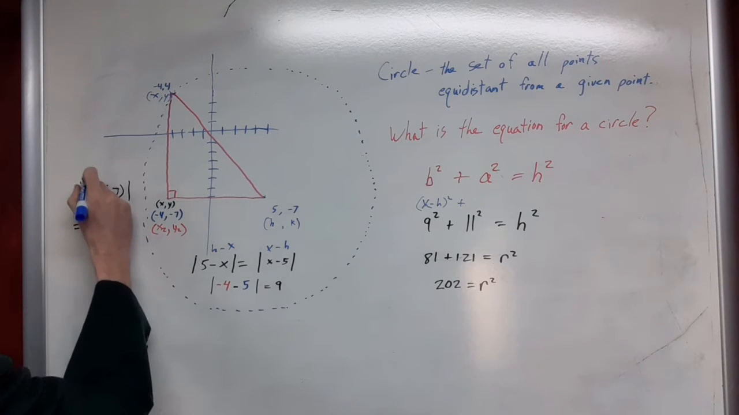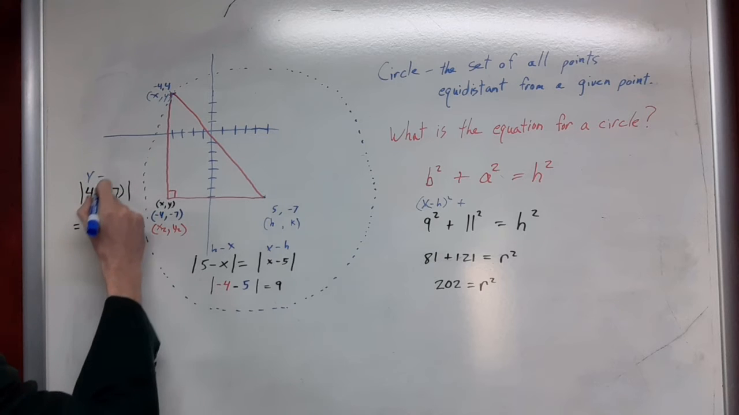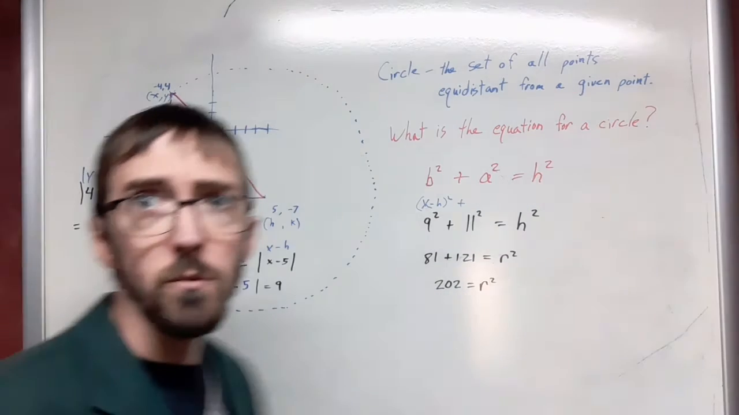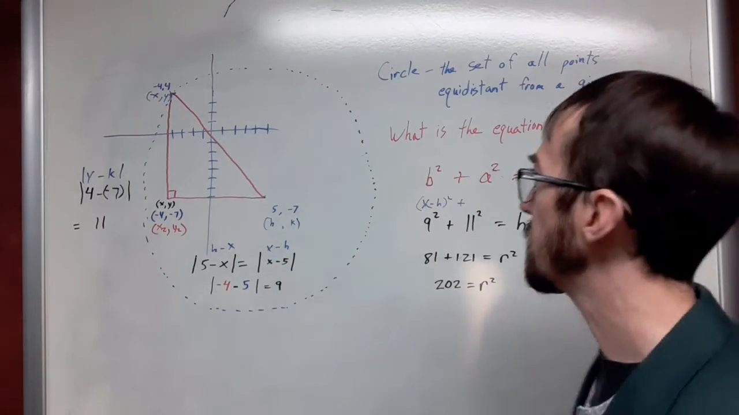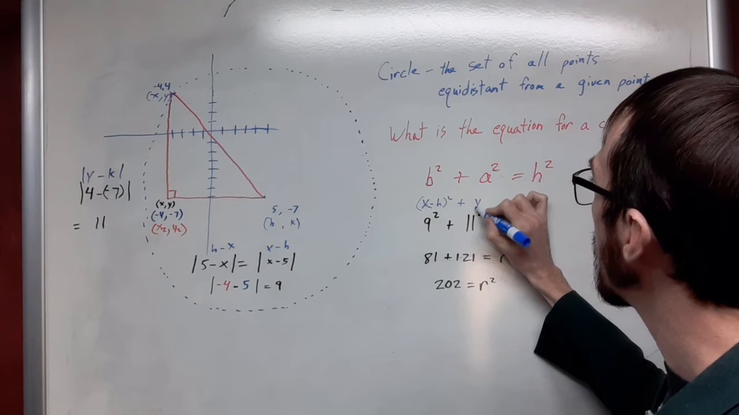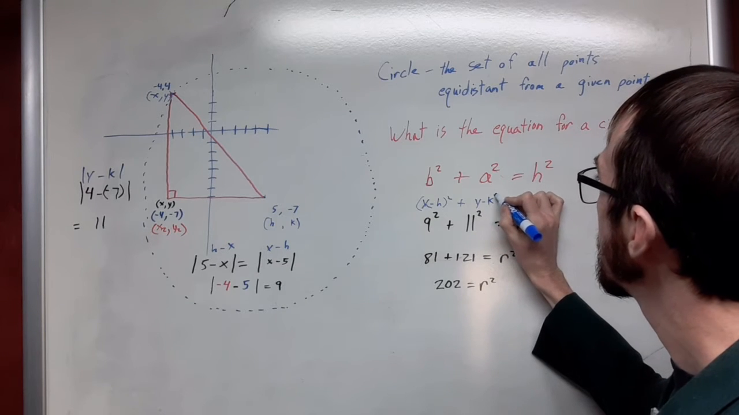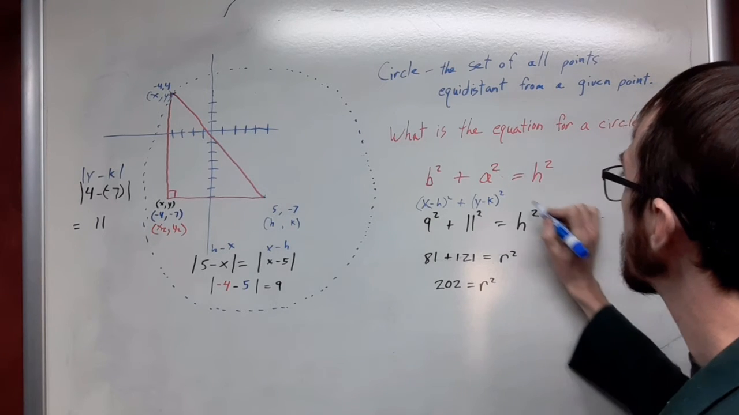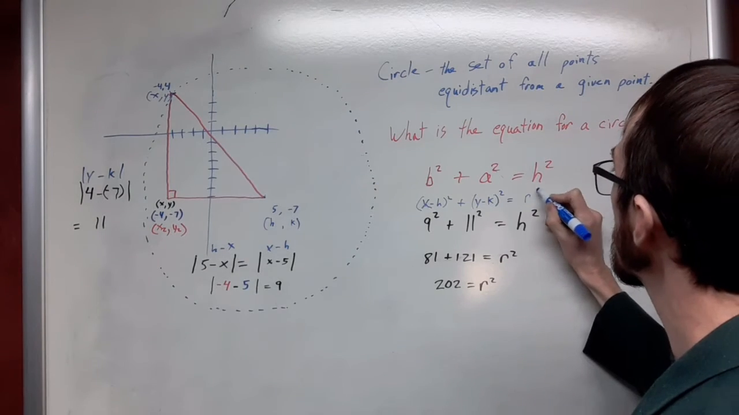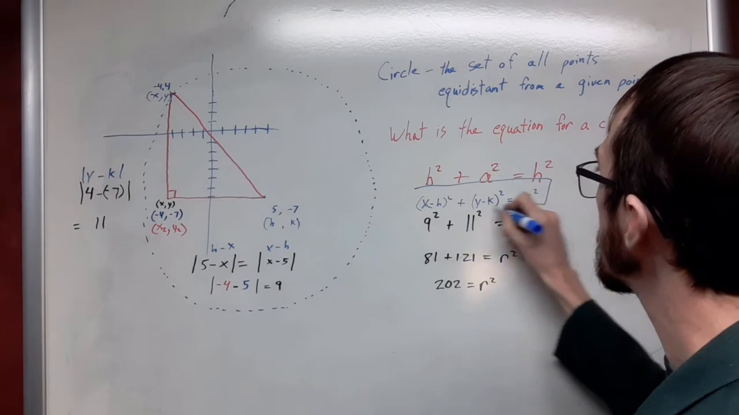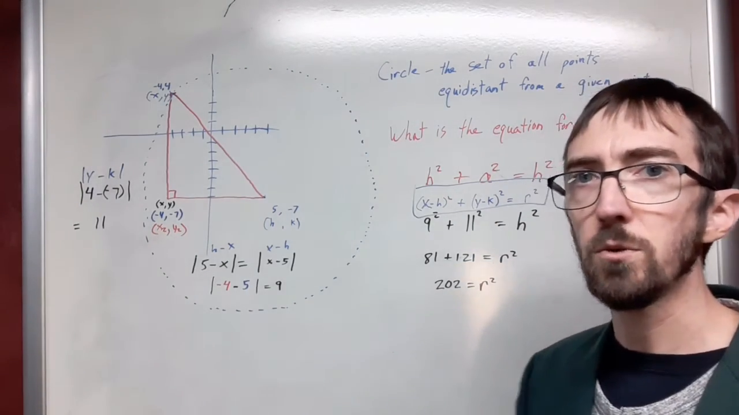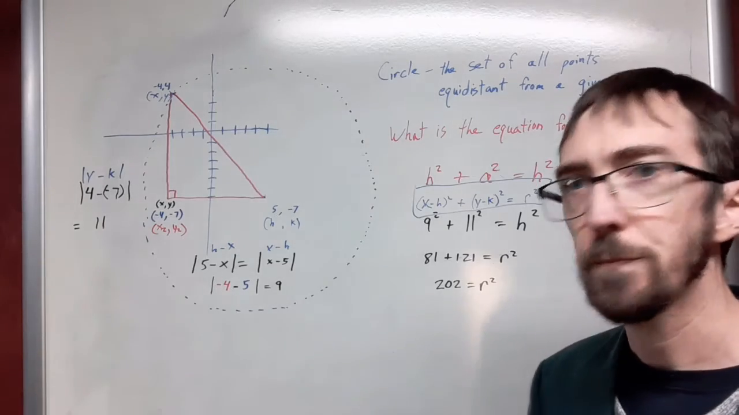So we had y minus k over here. We had the absolute value of y minus k, and then we squared that. So we're adding y minus k squared, and that is equal to the radius squared. So this right here is the general form of the equation for a circle.